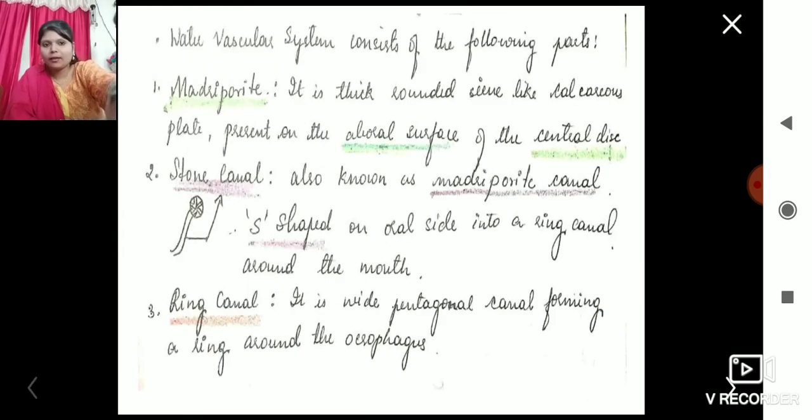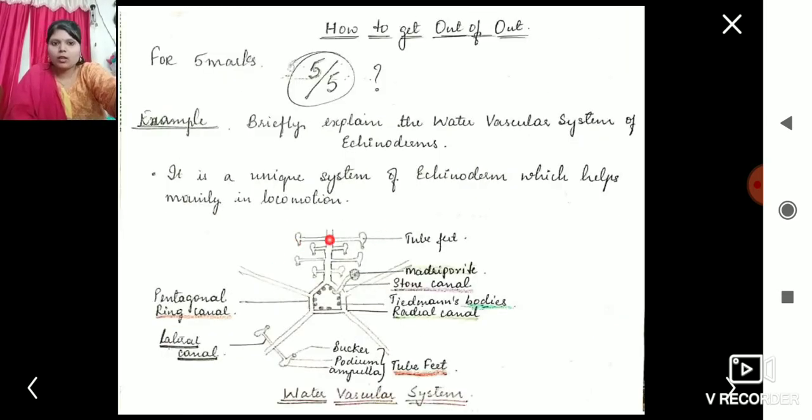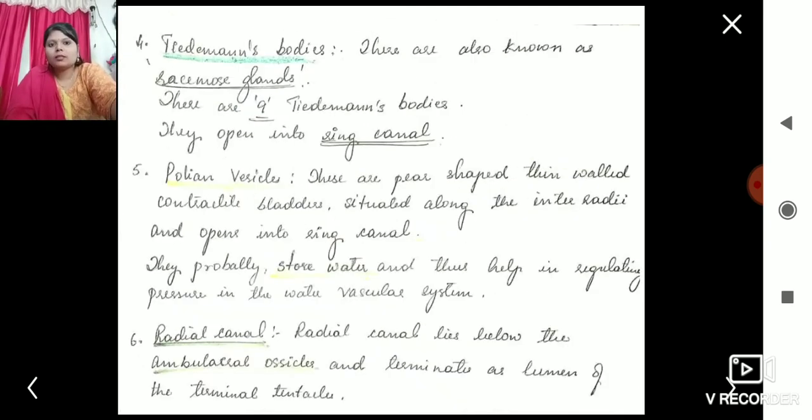If you see the diagram, here you see one longer canal, then one short, one long and one short, which are alternately arranged so that the space for that particular tube foot is sufficient and it is properly fixed there. So that's the modification of that particular structure.